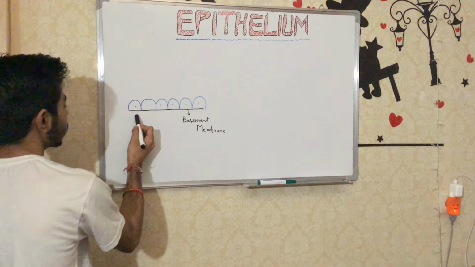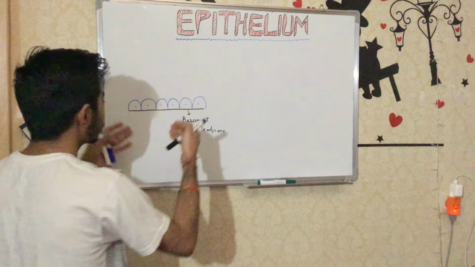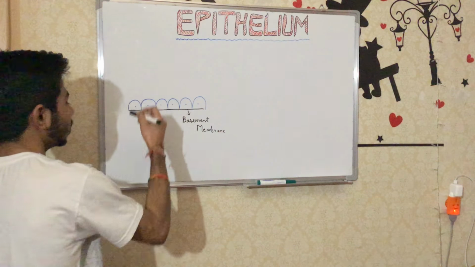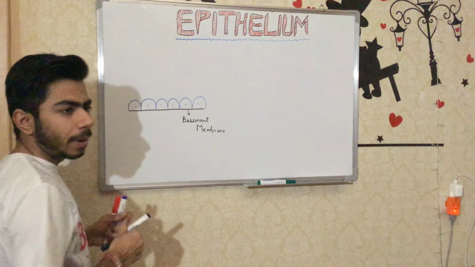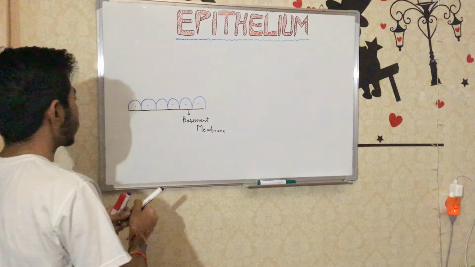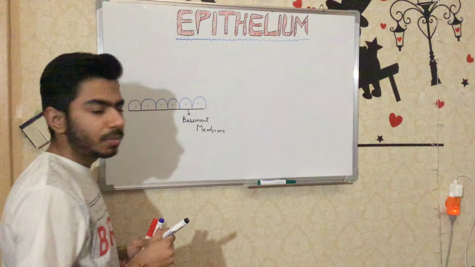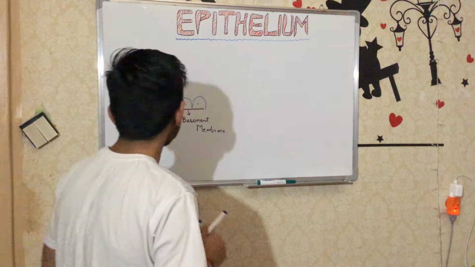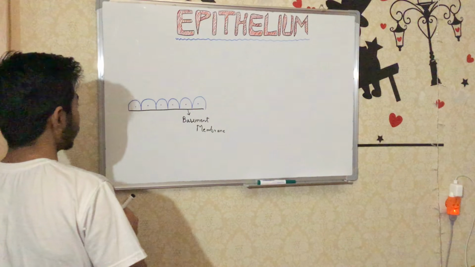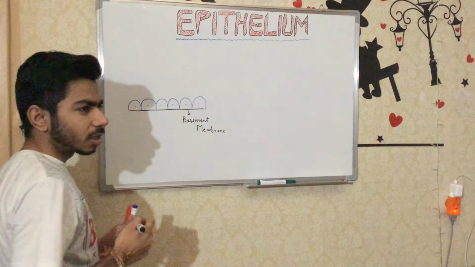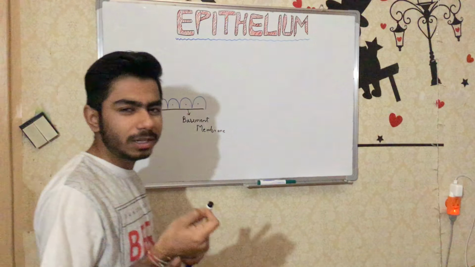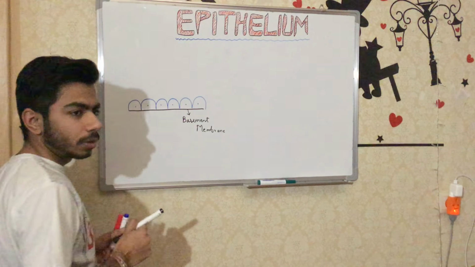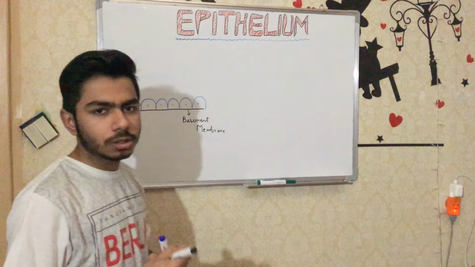So these cells are connected to each other very strongly, and they make sure that any substance does not pass through it, meaning any substance does not cross the cell layer, at least paracellularly. However, some substances can pass through it. Some very minute or very small particles can go through it, but most of them cannot pass through it.